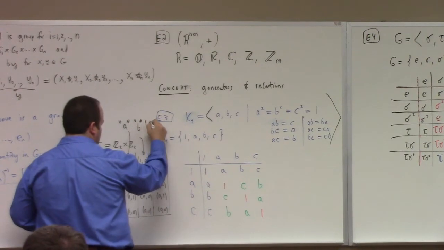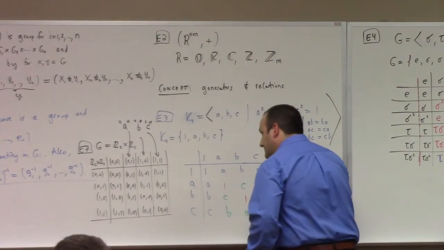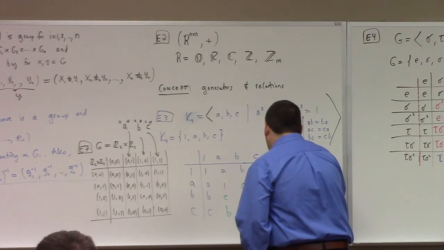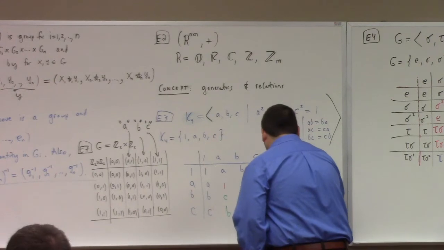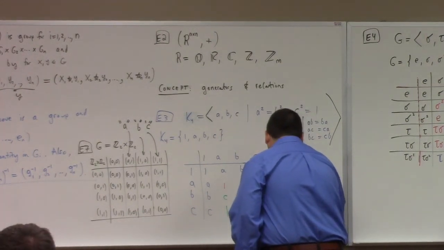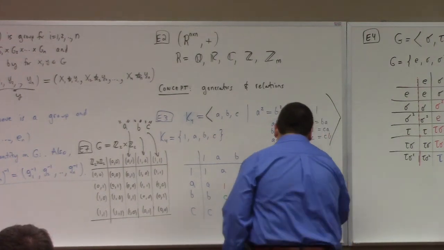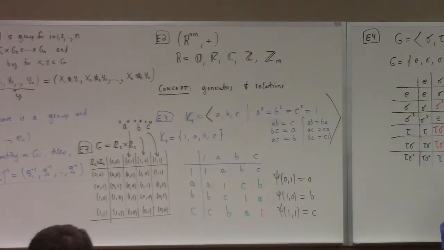So I suggest that this is really A, this is really B, and this is really C in disguise. And I propose that we could show that psi, if we say psi of (0,1) equals A, psi of (1,0) equals B, and psi of (1,1) equals C, we'll be able to prove that this will generate an isomorphism from the direct product of Z2 and Z2 to the Klein 4 group.